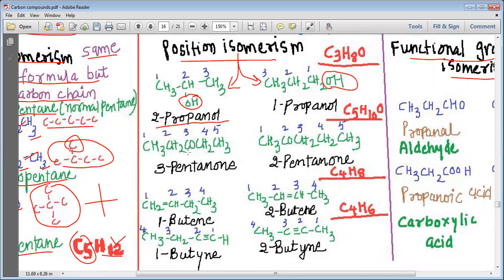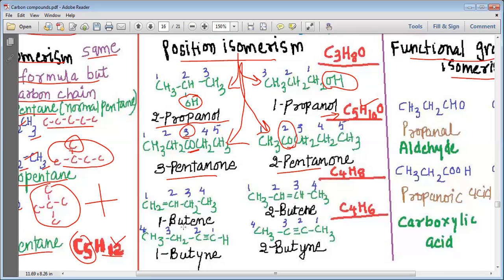Same way, my dear students, you can see that here the CO group is present on the third carbon, and here CO is on the second carbon. That is why it is 3-pentanone, whereas this is 2-pentanone. The molecular formula is the same for both of them, that is C5H10O, and that is why these two are again position isomers of each other.